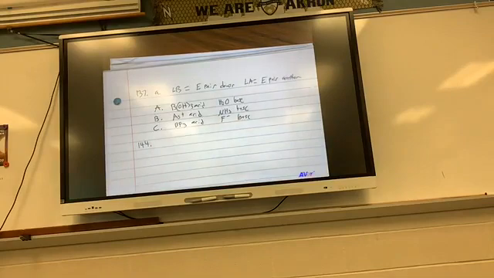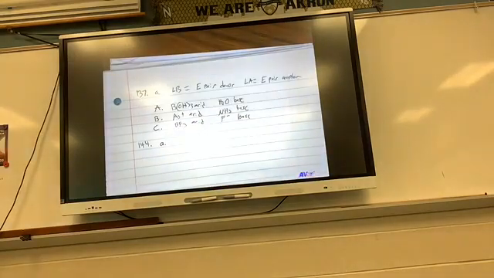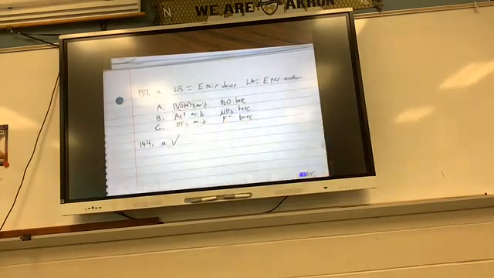Which of the following represent conjugate acid-base pairs? So, letter A, H2O and OH minus. H2O did what with a proton? It donated a proton, right? Yeah. So is that a conjugate acid-base pair? Yeah, it is, right?